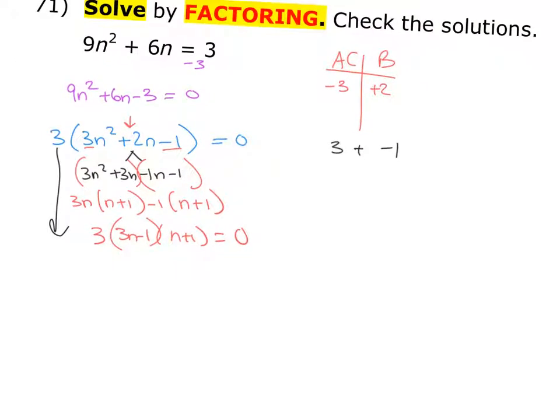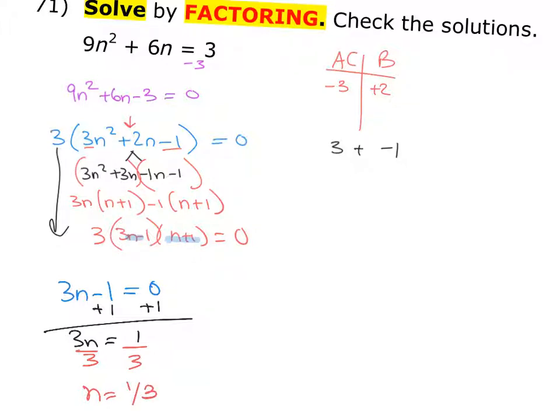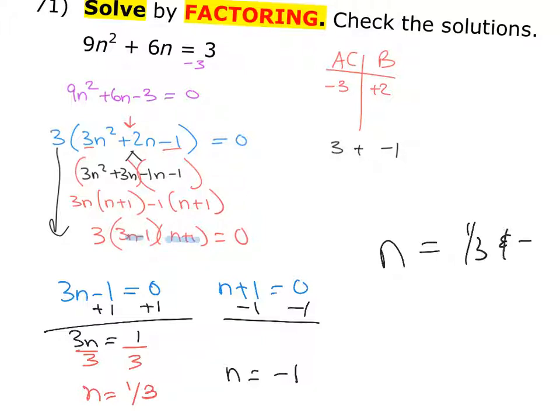So that means I have to factor and then set each parentheses equal to 0. 3n minus 1 is equal to 0. Add 1 to both sides. 3n is equal to 1. Divide by 3. N is 1/3. And then when I set up the n plus 1 equal to 0, and I subtract 1, I get n is equal to negative 1. So n is equal to 1/3 and negative 1.